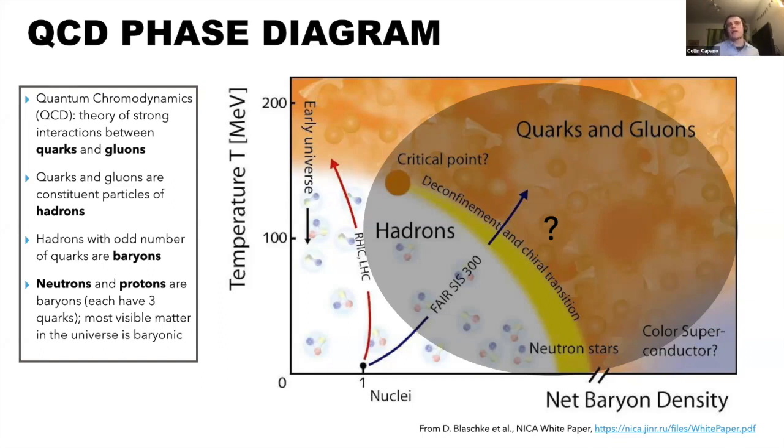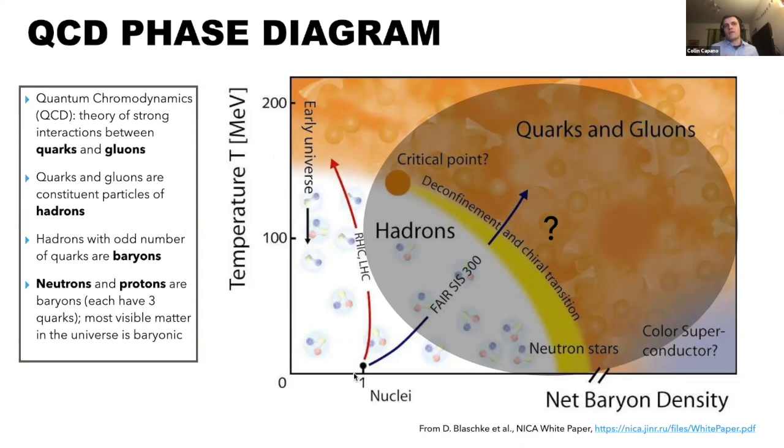QCD has been around since the 70s. It's part of the standard model. But QCD can be rather difficult to solve, and consequently, there's a large part of phase space where we really aren't sure what happens to matter. On the right hand side here I'm showing a QCD phase diagram, or at least a sketch of what we think it looks like. We have temperature on the y-axis and net baryon density on the x-axis. For instance, here would be nuclear density.